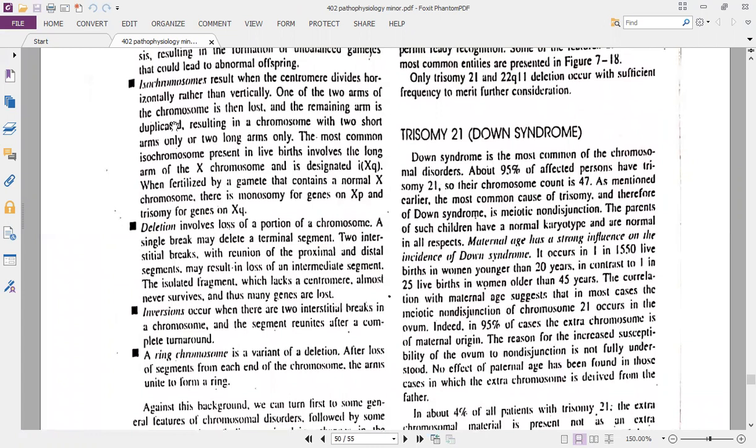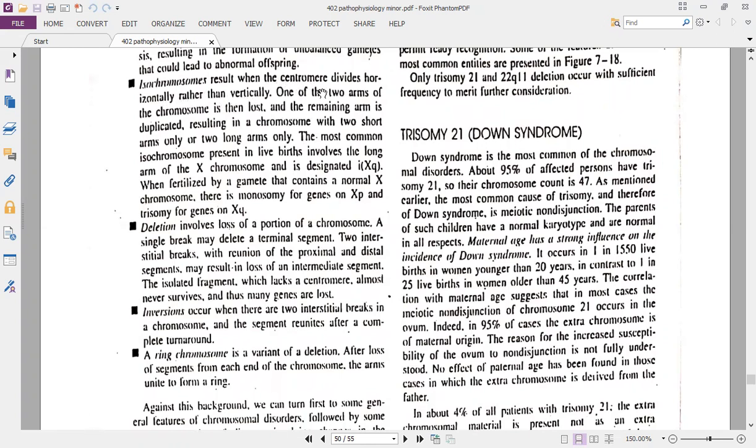Anyhow, let's come back. When we are discussing the details of a structural abnormality of a chromosome, we see isochromosome. What are isochromosomes? Isochromosomes result when the centromere divides abnormally. You know centromere: the region that holds the sister chromatids of a chromosome together. The centromere ends up splitting horizontally rather than vertically. It is supposed to split vertically. When it splits vertically, the sister chromatids get pulled apart.